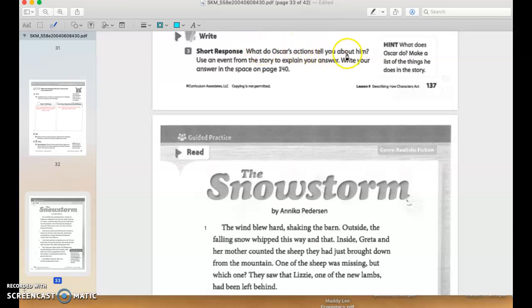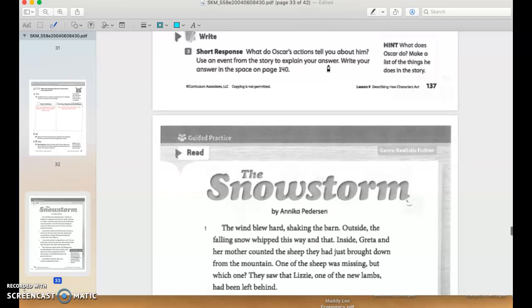What do Oscar's actions tell you about him? Use an event from the story to explain. So here's where you're going to tell about Oscar, things that you know about him. Like, I can tell that he is a problem solver and he is persistent and does not give up easily. And then I could give examples from the story that prove that.